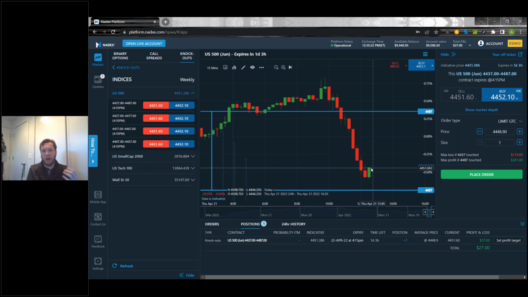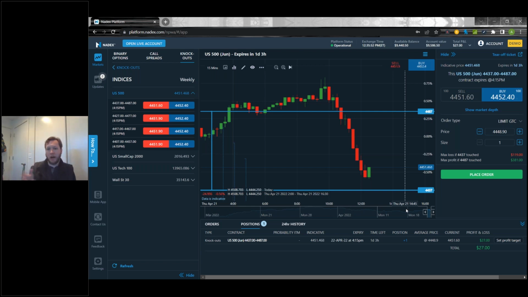If this second scenario goes all the way down and hits this 4437 price point, I'm going to get a $0 payout, and therefore my loss on the trade is going to be $119. So those are the two all or nothing scenarios. If it goes all the way up, it hits the ceiling, that's all or nothing one way. All the way down, it hits the floor, that's all or nothing the other way. And if I was on the sell side, those would be reversed.